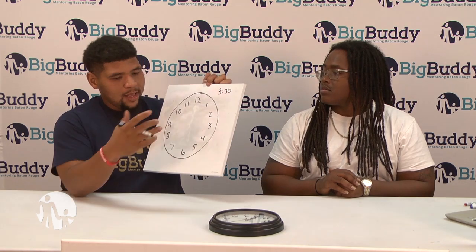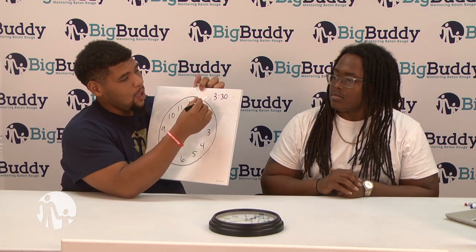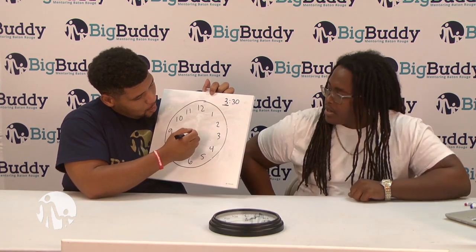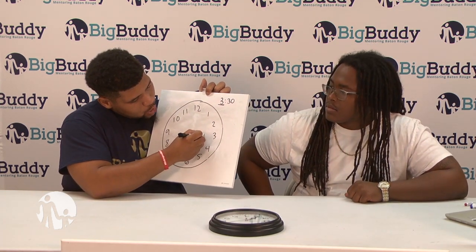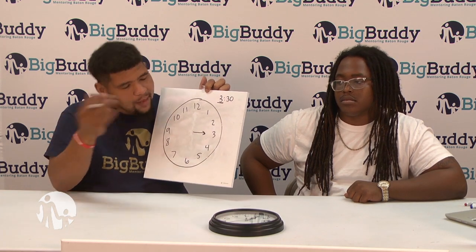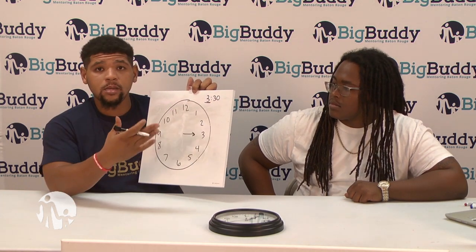Okay. So we understand our time. Let's go ahead and tackle the easy part first. We know the hour is 3 o'clock. We're in the third hour. So I automatically go ahead and draw my shorthand pointing at my 3. It's easy. So now we know we have 30 minutes.